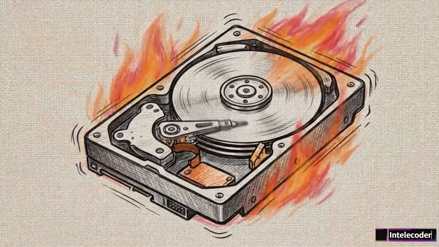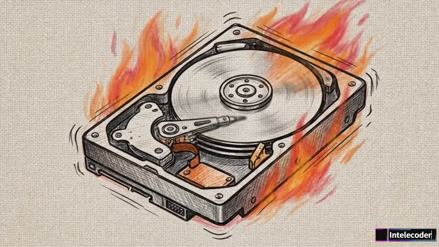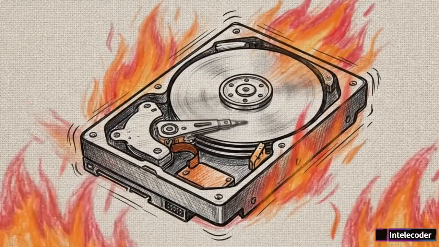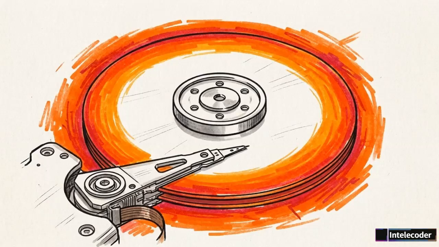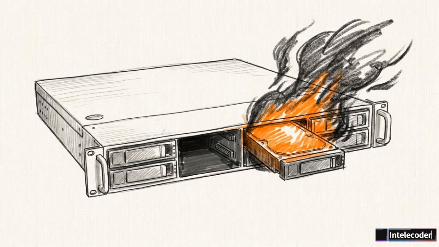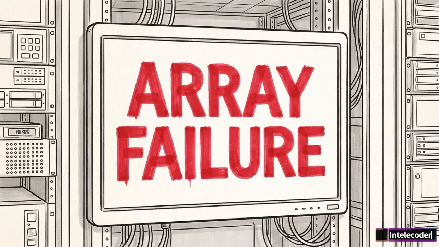Rebuilding that missing data from parity takes a massive amount of time, often days for large arrays. This process stresses the remaining hardware to its absolute physical limits. Very often, that heat and sustained mechanical stress cause a second, older drive to fail right in the middle of the rebuild window, wiping the entire array.